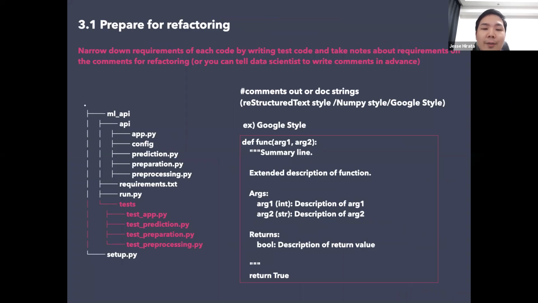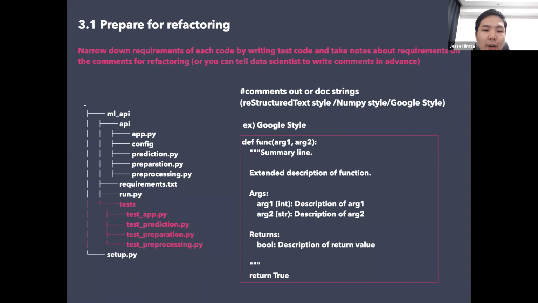So before starting to refactor, we might need to understand more about the code. In order to narrow down requirements of each code, write test code and take notes about the requirements of each code. So there are directories, which I modularized in previous slides. API directory has app.py, which has an endpoint to get probabilities, config file, prediction.py, preparation.py, and preprocessing.py. So the test directory has 4 modules of test code for each.